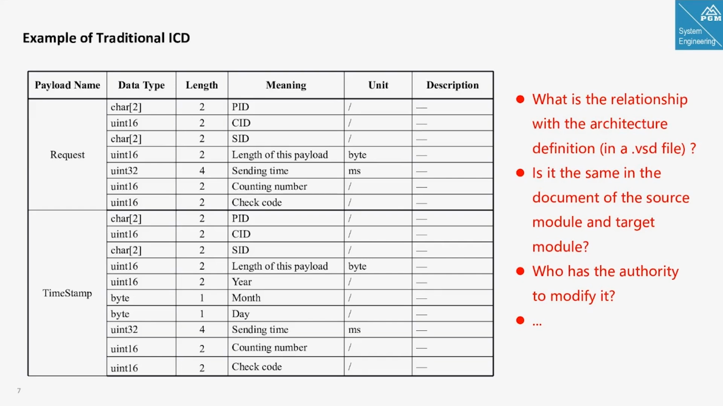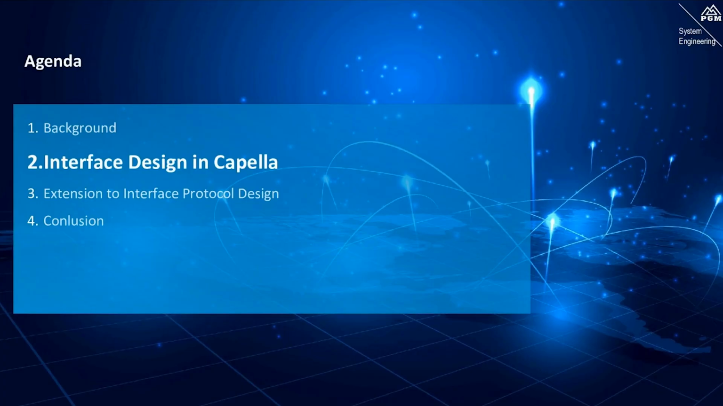And then the next question may be, who has the authority to modify it, and who has the authority to get the latest version of the table and to use it, and other questions like that. So here comes the second part: what we can do in Capella to define interface information.